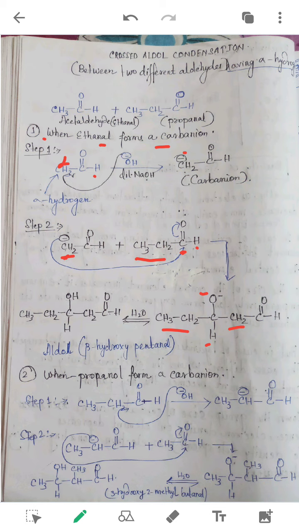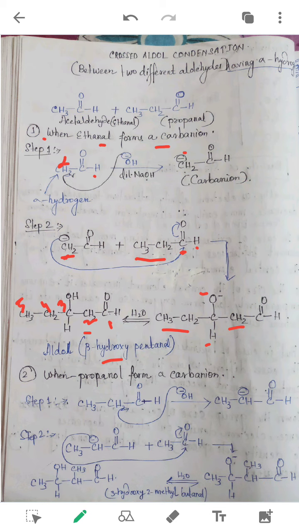Then again it takes up H plus from water, forming the aldol product. Now this product can be named in the IUPAC system as well as the common system. In the IUPAC system, obviously two functional groups are there, CHO and OH. So take the aldehyde group as the principal functional group and number its carbonyl carbon as 1, then 2, then 3, then 4 and then 5. So it gives us 3-hydroxy pentanal. Also you can use beta hydroxy pentanal.